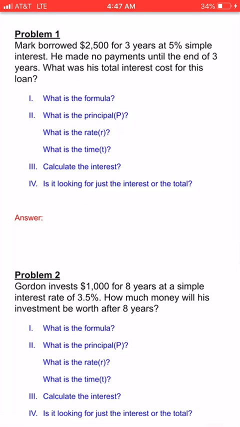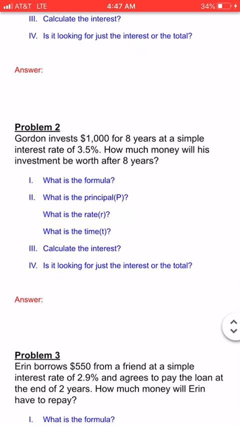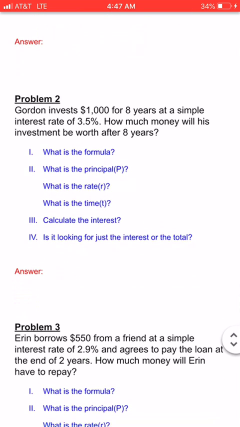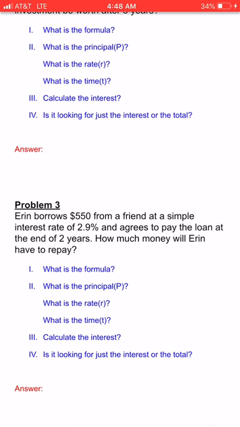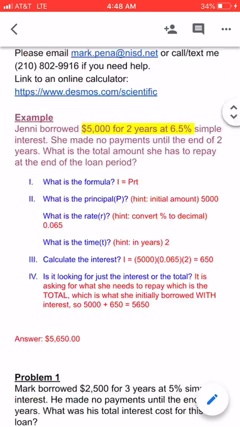Okay. Mark borrows money. You can see on problem number 2, Gordon doesn't borrow money. He invests money. That means he put money in the bank. This means his money is going to be earning money, if that makes sense. His money is going to be earning money just by investing his money, okay? But it's still the same formula. You can see it says simple interest. It's the same formula. I equals PRT, I-P-R-T. And problem number 3, Erin also borrows money from a friend who charges her interest. Okay, what kind of friend is that? But anyway, those are your problems.